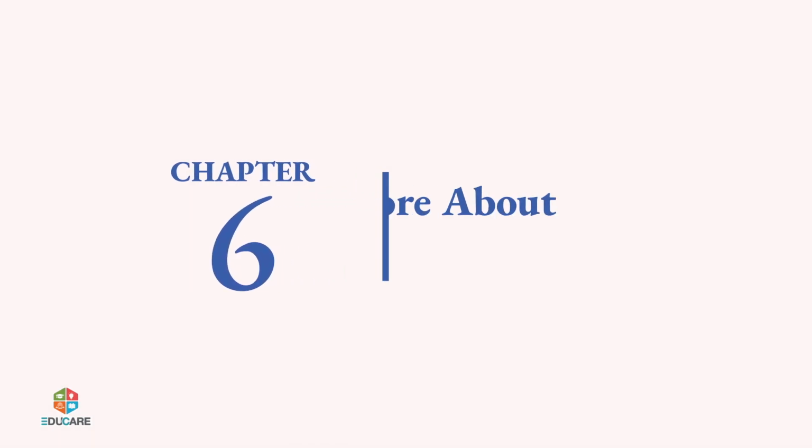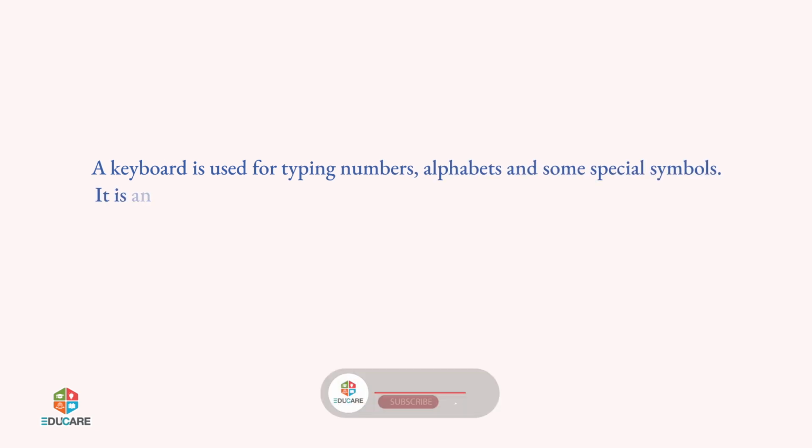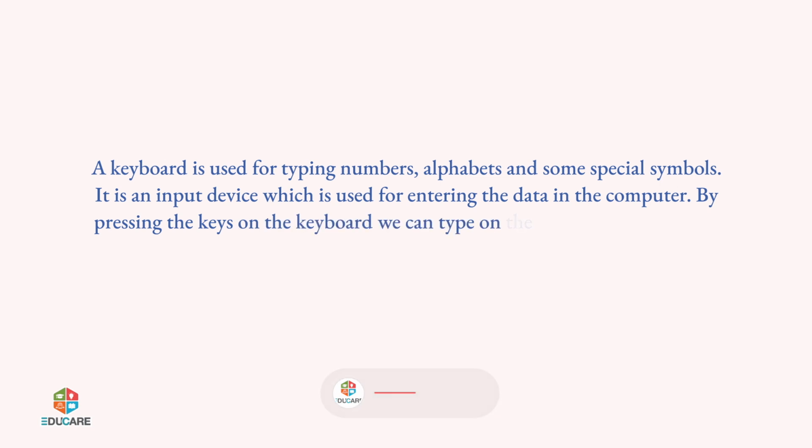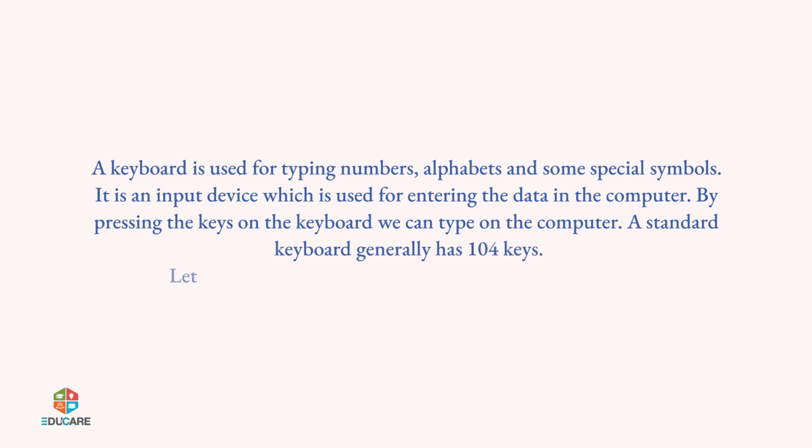Chapter 6: More About Keyboard. A keyboard is used for typing numbers, alphabets, and some special symbols. It is an input device which is used for entering the data in the computer. By pressing the keys on the keyboard, we can type on the computer. A standard keyboard generally has 104 keys.